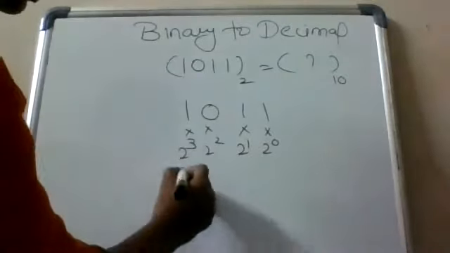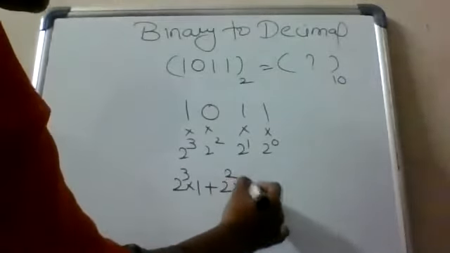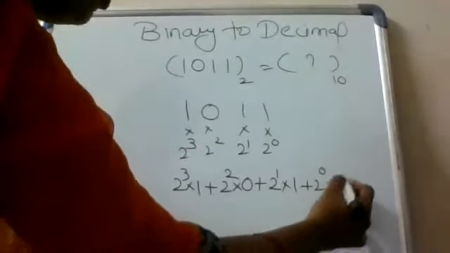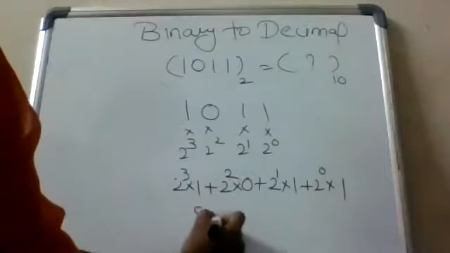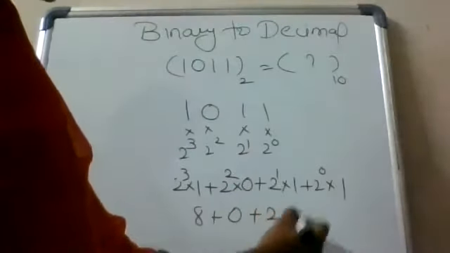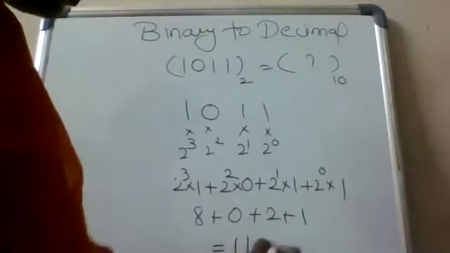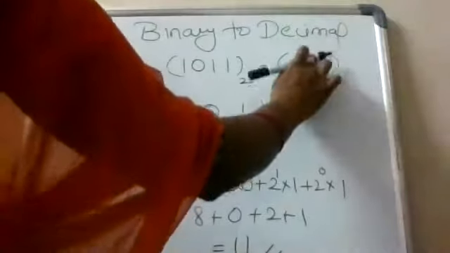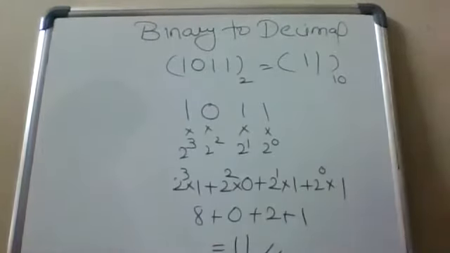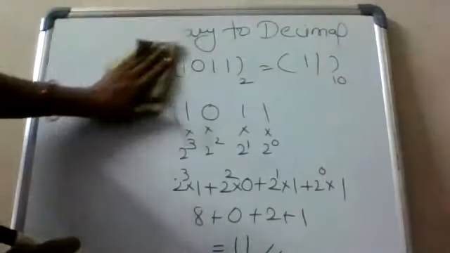So 2 power 3 into 1, plus 2 power 2 into 0, plus 2 power 1 into 1, plus 2 power 0 into 1. 2 power 3 is 8, plus 2 power 2 into 0 is 0, 2 power 1 into 1 is 2, 2 power 0 is 1. 8 plus 2 is 10, 10 plus 1 is 11. What is the answer here? 11. This is the binary to decimal conversion.